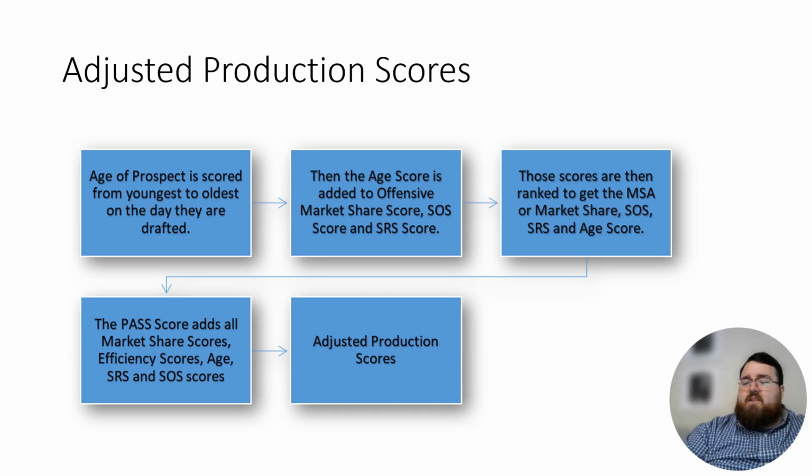So you're looking at things like their age, their strength of schedule, their strength of team. The MSA score takes into account their market share data plus strength of schedule, strength of team, and age score. And then the pass score takes into account their market share, efficiency scores, age, strength of team, strength of schedule scores, all together. Efficiency scores in terms of linebackers kind of refers to interceptions, pass deflections, and forced fumbles.